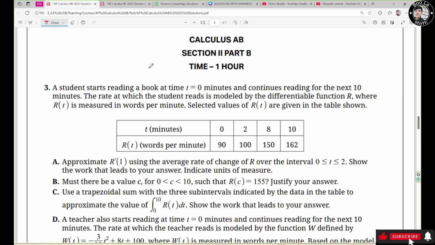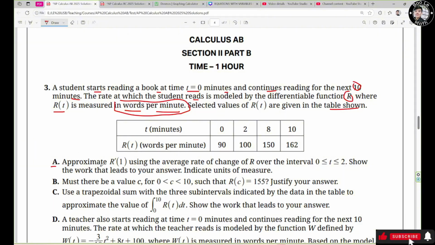Hello everyone, in this video we're going to solve 2025 AP Calculus AB and BC free response question 3. A student starts reading a book at time t equals 0 minutes and continues reading for the next 10 minutes. The rate at which the student reads is modeled by the differentiable function r, where r of t is measured in words per minute. Selected values of r of t are given in the table below.